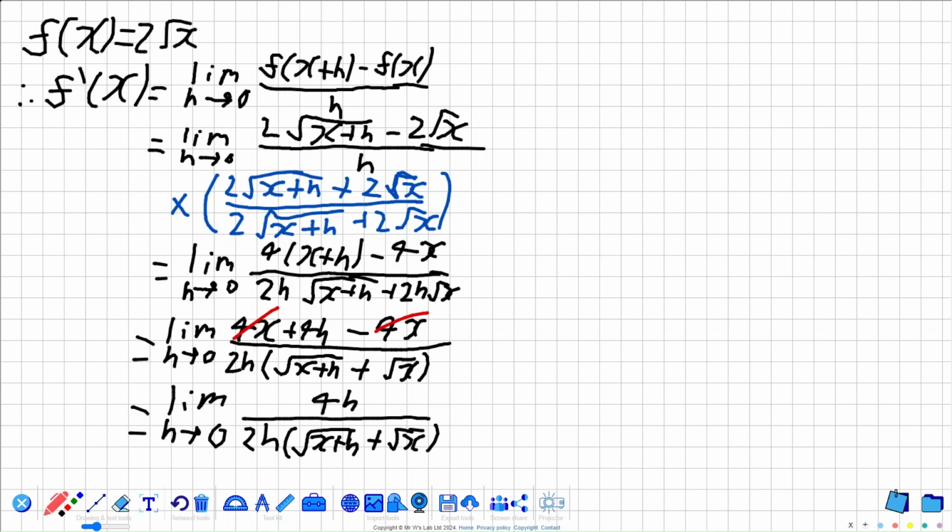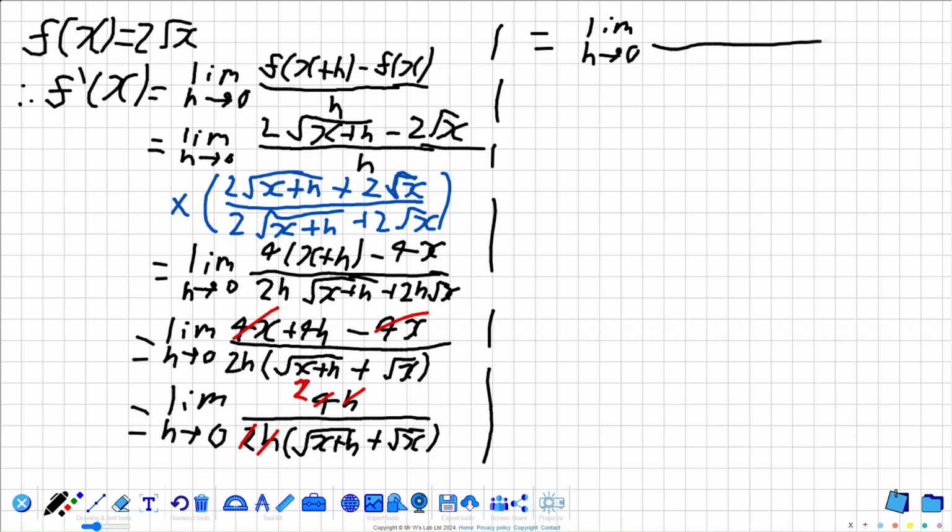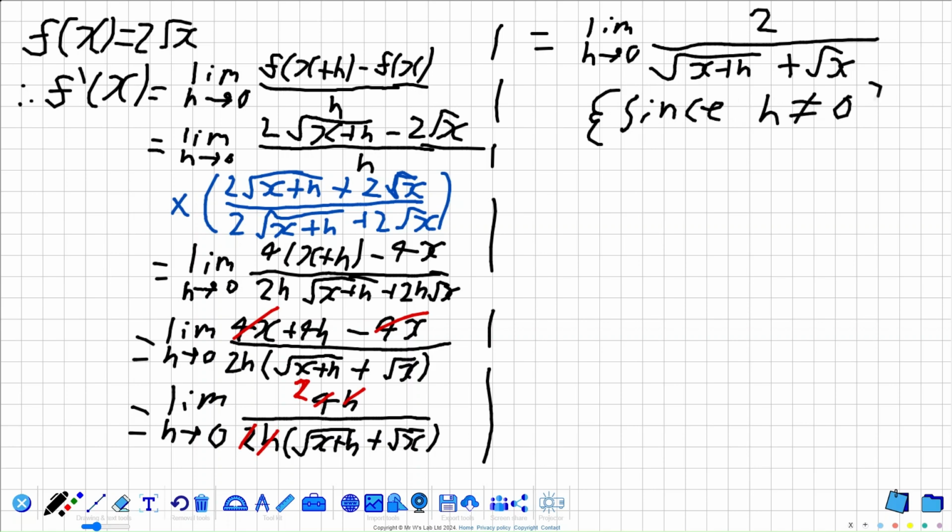And then what we can do is a bit more cancelling, so we've got the h's there, we can cancel the 2 as well and make that a 2, like that. And I will actually just section this off so we can do it on the other side, so that will equal the limit as h approaches 0, and we're going to have 2 over root of (x plus h) plus root x, like that. And because we've cancelled those h's, we need to say, since h doesn't equal 0, like that.